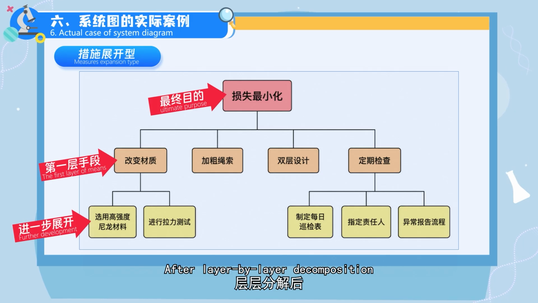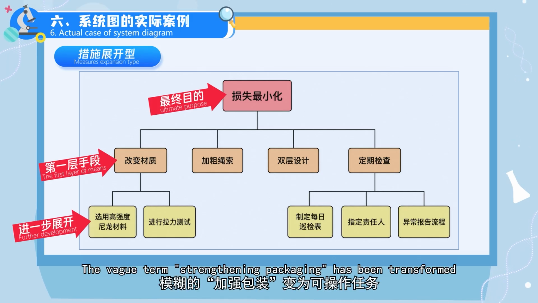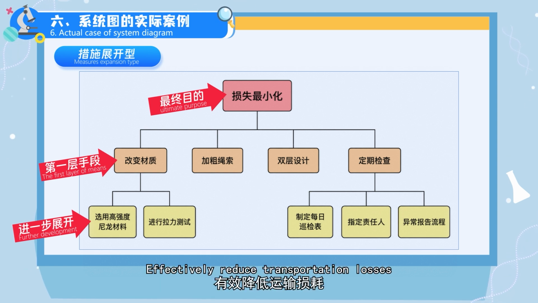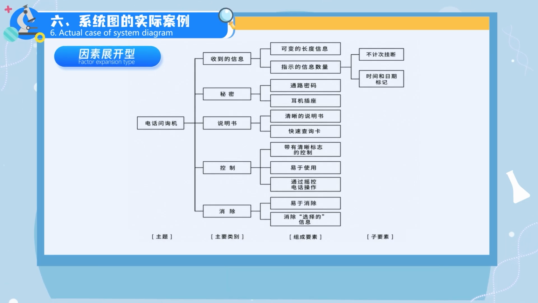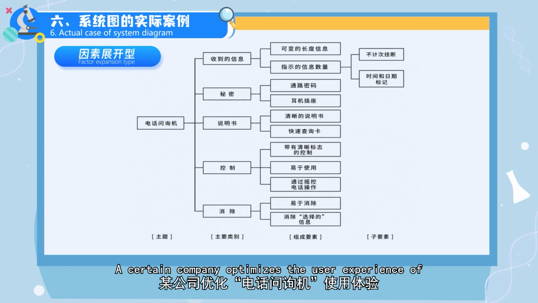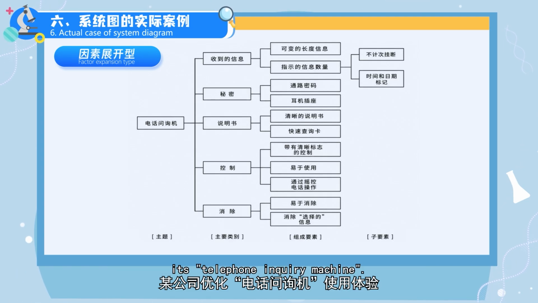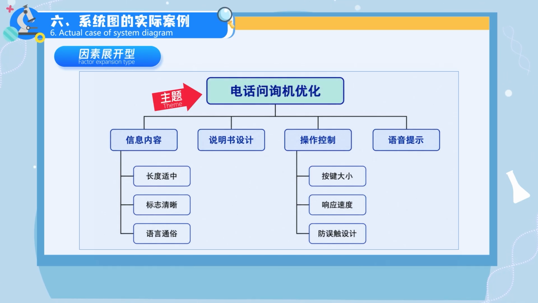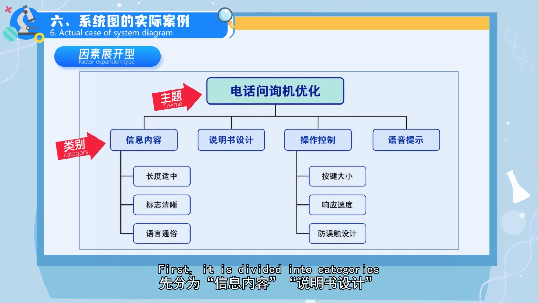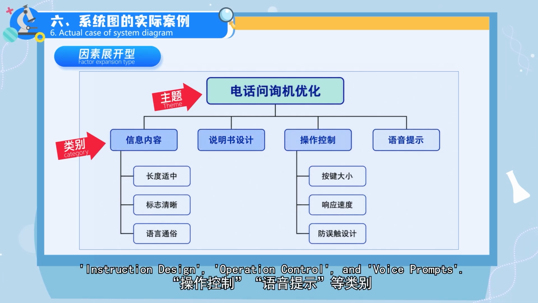After layer by layer decomposition, the vague term strengthening packaging has been transformed into an operable task. Effectively reduce transportation losses. The second is a case study focusing on factor expansion. A certain company optimizes the user experience of its telephone inquiry machine. With the theme of telephone inquiry machine optimization, first, it is divided into categories such as information content, instruction design, operation control, and voice prompts.